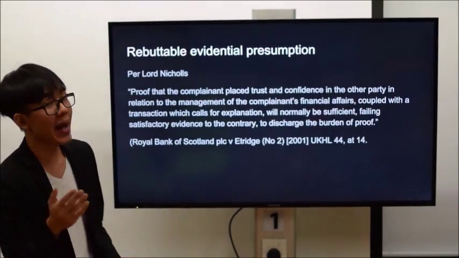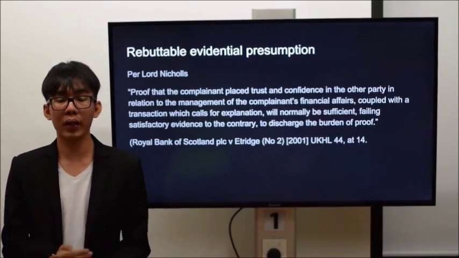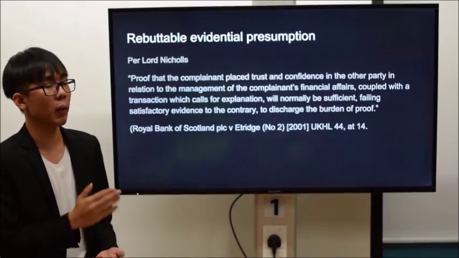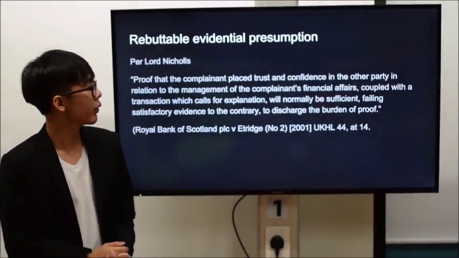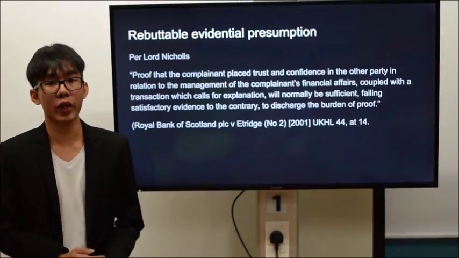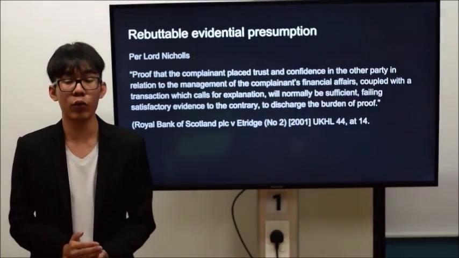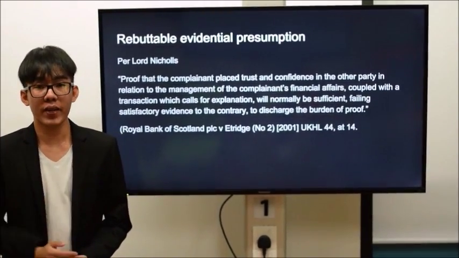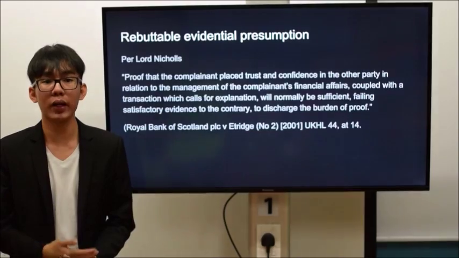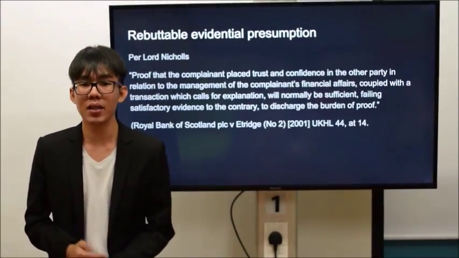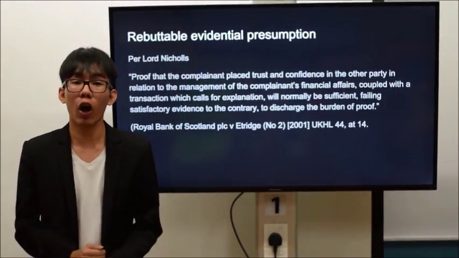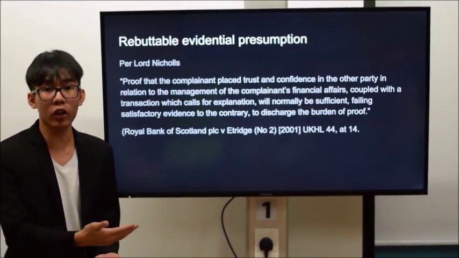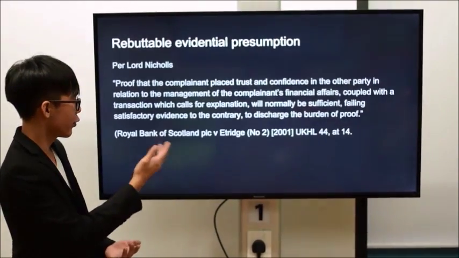Once these two elements have been proven, a rebuttable presumption of undue influence will arise, and the onus of disproving falls upon the defendant, as Lord Nicholls stated in Etridge: to establish undue influence, prove that the complainant placed trust and confidence in the other party in relation to the management of the complainant's financial affairs, coupled with a transaction which calls for explanation, will normally be sufficient, failing satisfactory evidence to the contrary, to discharge the burden of proof.